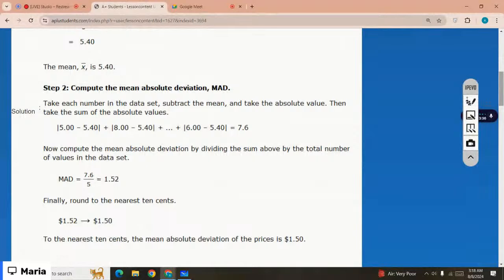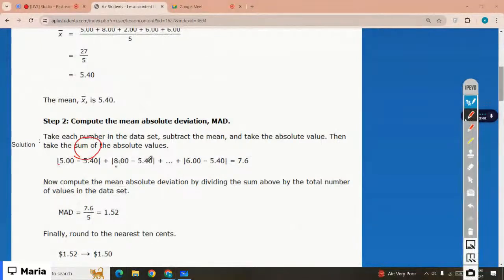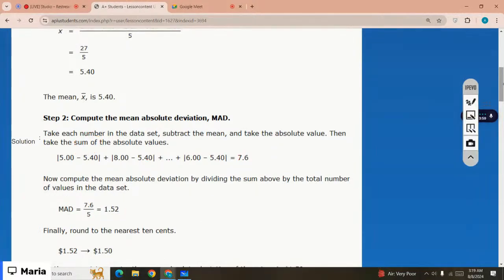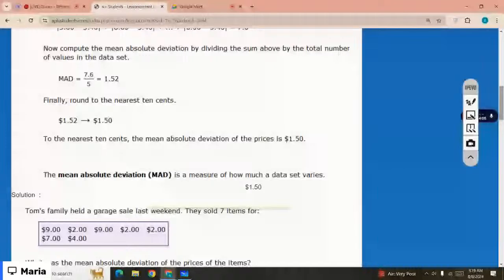The values in the data set are 5, 8, 2, 6, 6. Subtract, take away the mean value, that is 5.0, right? And then you have the absolute value. Then you have 8 minus 5.0. Then you add them all and divide the sum by the total numbers. The total numbers are 5, so that is 1.52. You need to round off. So the mean absolute deviation is 1. Got it? The mean absolute deviation is the measure of how much a data set varies, right?